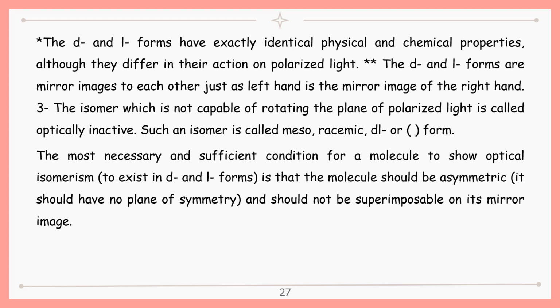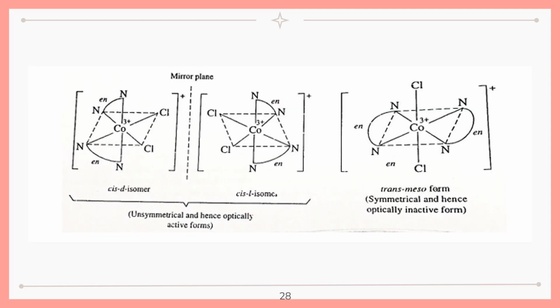Third point, the isomer which is not capable of rotating plane polarized light is called optically inactive. Such an isomer is called the meso or racemic, or DL form. And this is an example for optical isomerism.